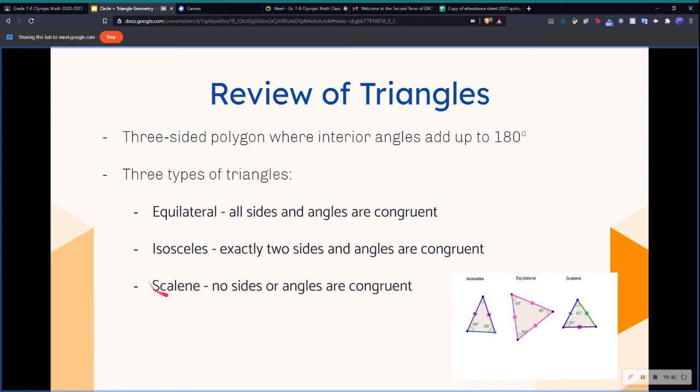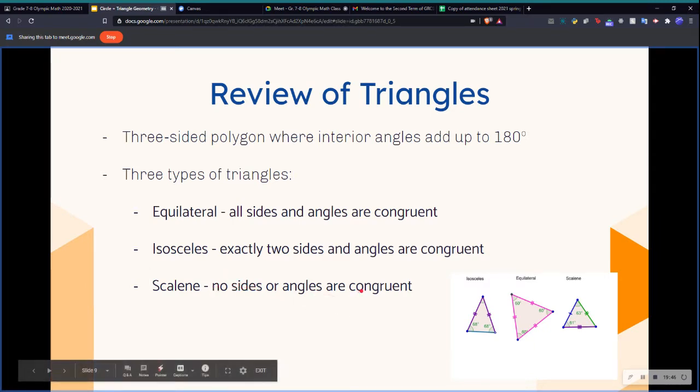And finally, we also have scalene triangles. Scalene triangles are where no sides or angles are congruent at all. So you can see in this diagram right here, this side has 1 tick mark, this side has 2 tick marks, and this side has 3 tick marks. So it shows that none of them are equal to each other. You can also see that the angles aren't equal to each other. You have 61 degrees here, you have 63 degrees here, and if you calculate this angle right here, you know that it would not be equal to either of these two, right?